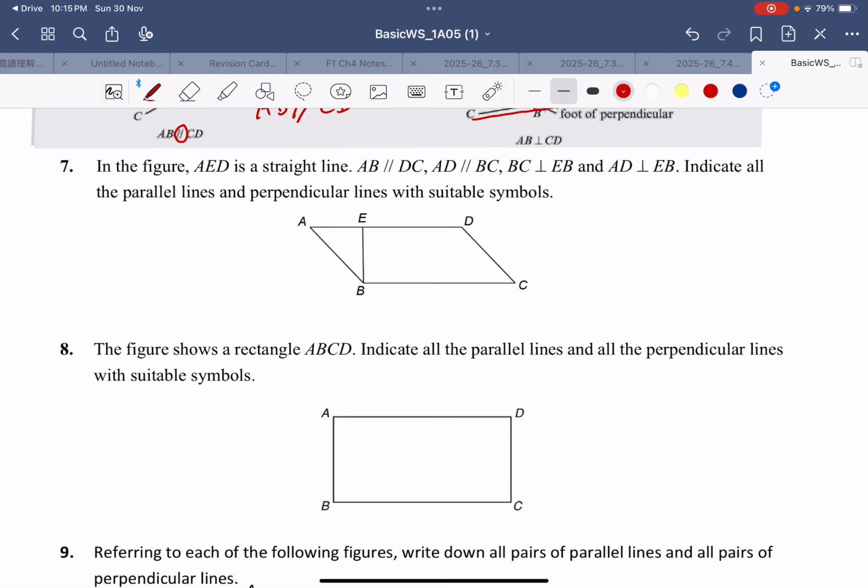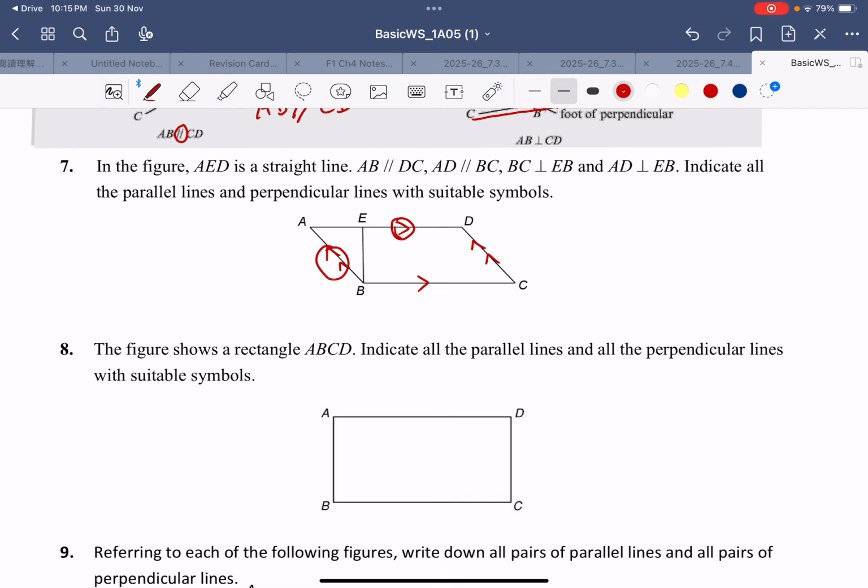Okay, so parallel lines, we have one pair. Put an arrow to represent parallel lines. AD parallel BC, so put an arrow here. And also AD parallel BC here, and also AB is parallel to CD, but we already use one arrow to represent parallel lines, so we put double arrow here to represent the other pair.